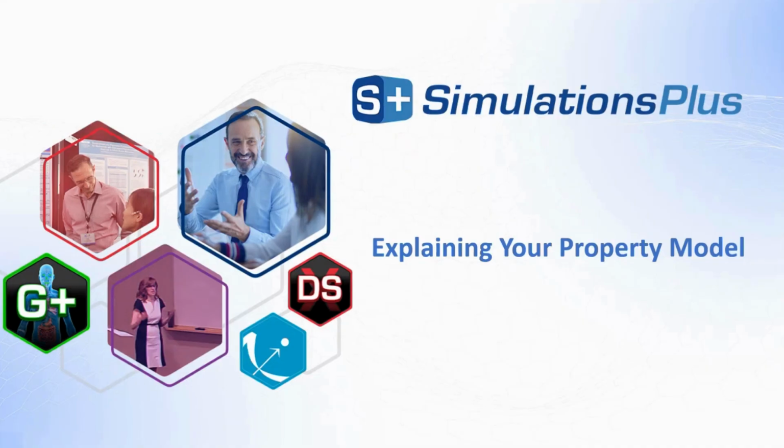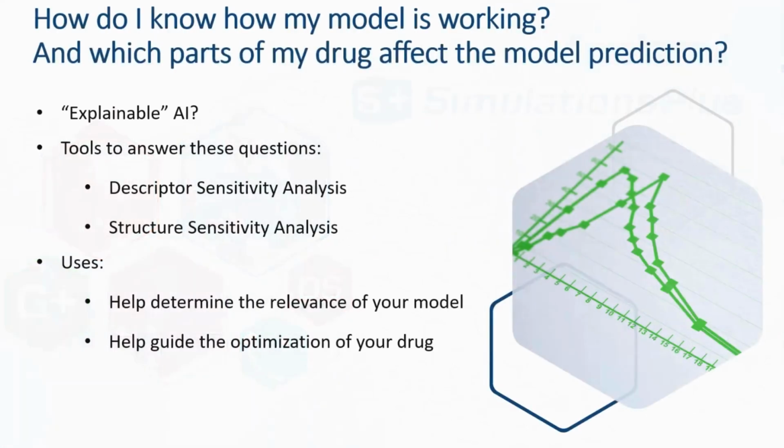Today, we're going to talk about explaining your property model and really how to quickly understand what your model is made of and what part of your molecule is important for whatever the property prediction is. So there's a lot of talk, buzzword these days, about quote unquote explainable AI. And I'm certainly not going to get into that complex topic here, especially because I'm certainly no expert on that topic. But I will say that I do appreciate the ability to see why a particular model is making the prediction it is for any given molecule.